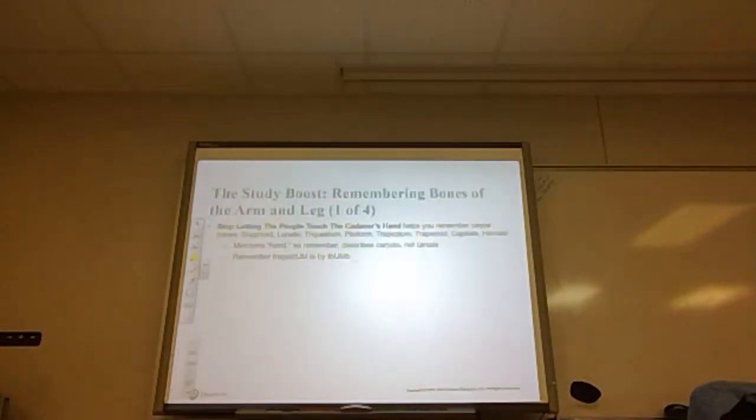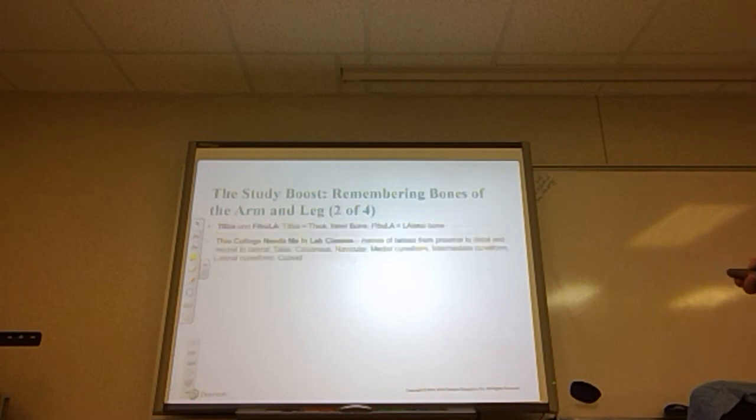A couple of study boosts to try to remember some of these things. "Stop letting the people touch the cadaver's hand" helps you remember the carpal bones. Remember, that's the bones of the wrist: scaphoid, lunate, triquetrum, pisiform, trapezium, trapezoid, capitate, hamate. It mentions hand, so remember, it describes the carpals, not the tarsals. Remember, trapezium is by the thumb.